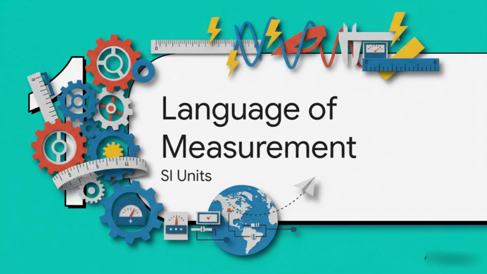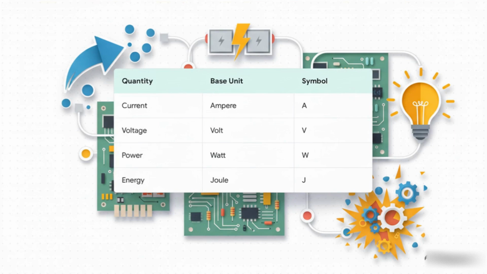Right, so before we can analyze anything, we all need to be speaking the same language when it comes to numbers. We've got to agree on the units. And that's where the International System of Units, or SI, comes in. It's what makes sure an engineer in Tokyo and one in Toronto are talking about the exact same thing. So here's our core vocabulary. We're really just going to focus on these four. The ampere for current, the volt for voltage, the watt for power, and the joule for energy. Think of these as the building blocks for, well, everything else we're about to talk about.